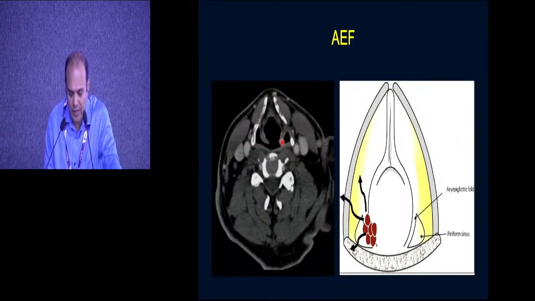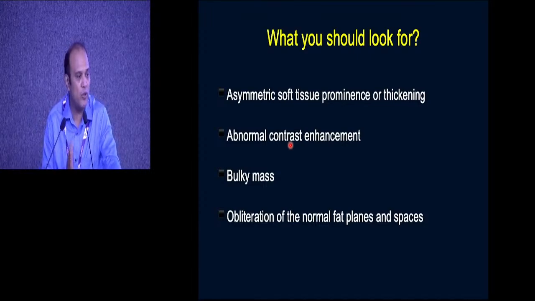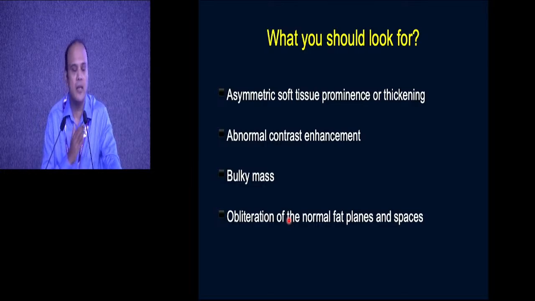So this is the aryepiglottic fold here, and this is the thyroid cartilage, the level of the thyroid cartilage. Epiglottis here, the aryepiglottic fold here. This is a pyriform fossa. It's a posterior pharyngeal wall. Now what you look for in imaging, one is you always compare the right side with the left side. That's a very easy way of looking and learning radiology. And you look for asymmetric soft tissue or thickening, abnormal contrast enhancement. You definitely look for any frank lesions and obliteration of the fat planes, like whether the paraglottic fat is obliterated, or the pre-epiglottic space is involved or not.